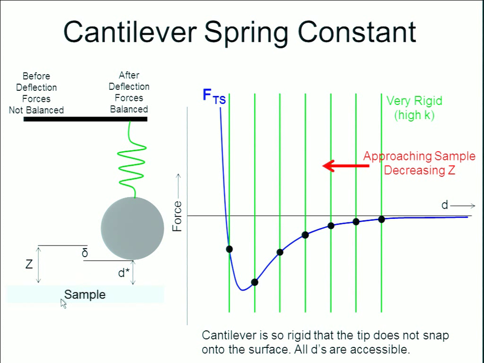A little bit more on the cantilever and spring constant. Here we're approaching our sample, we're decreasing that height, and this is with a very, very rigid cantilever or high spring constant. The cantilever is so rigid that the tip doesn't snap to the surface. Okay?